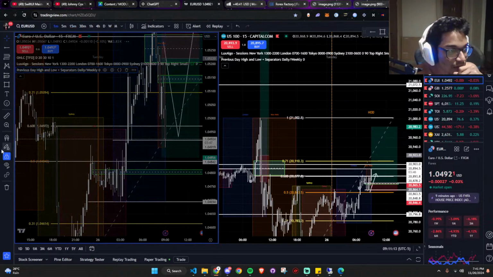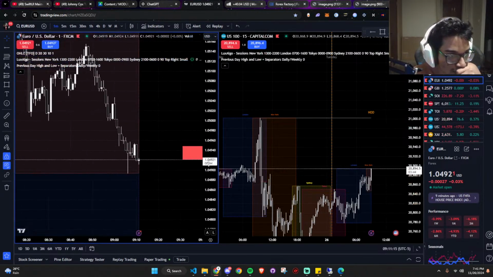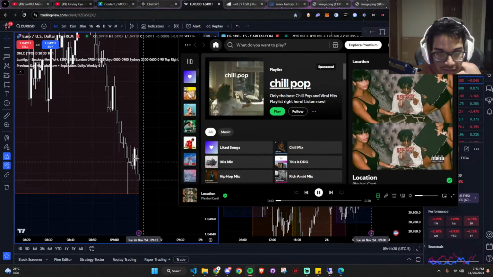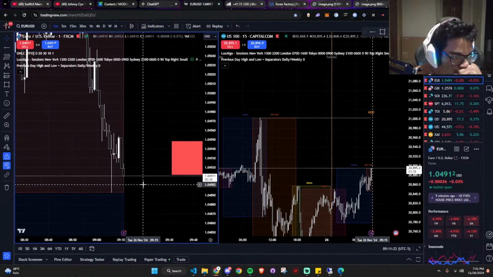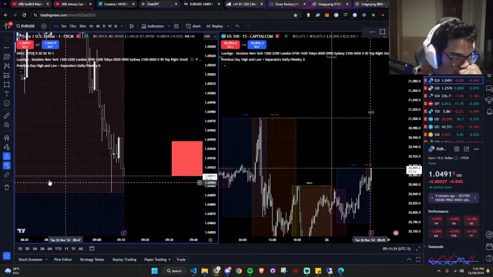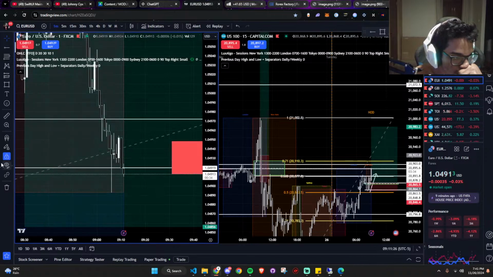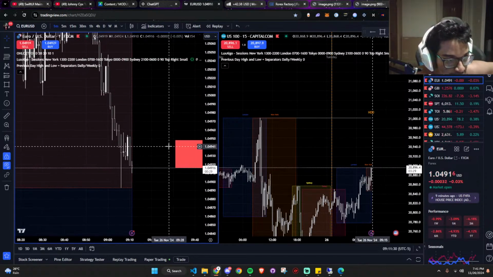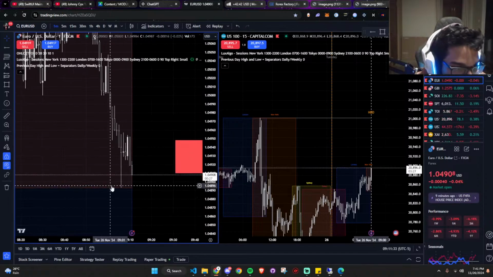Let's observe the 1 minute. There's a lot more selling pressure. I know this wants to hit. This will hit for sure. Come on. We can break this.